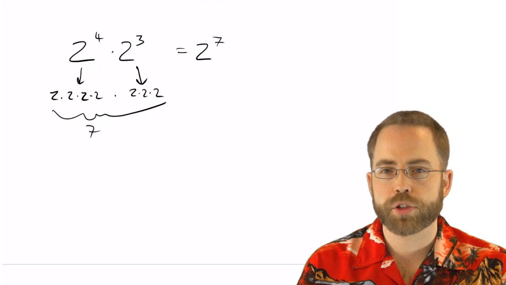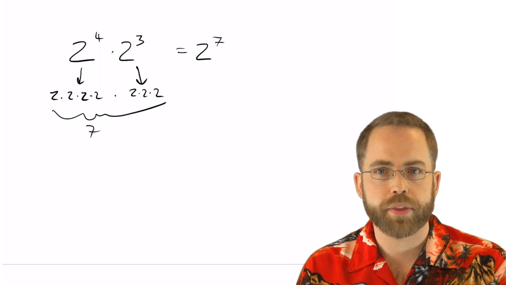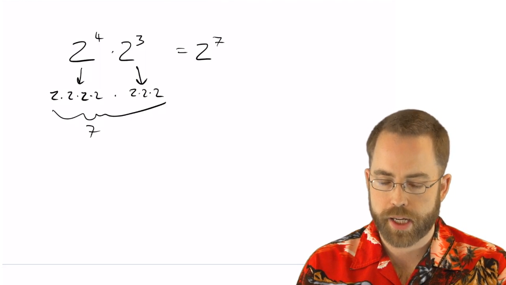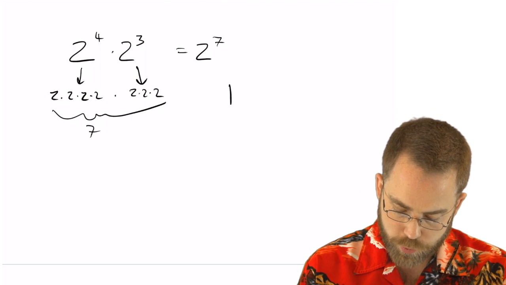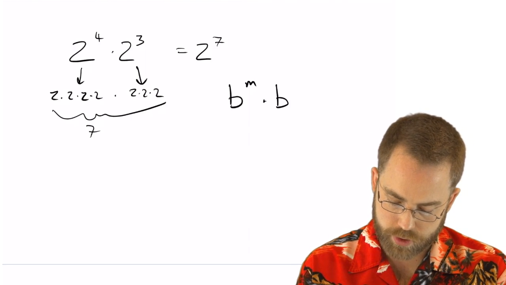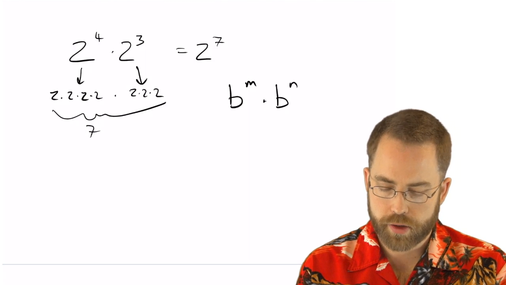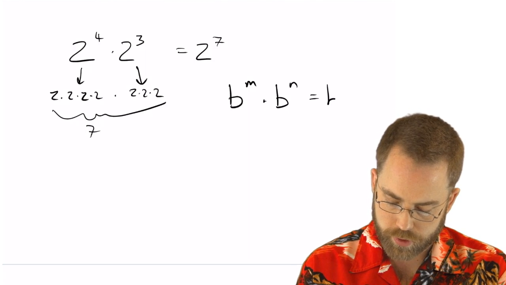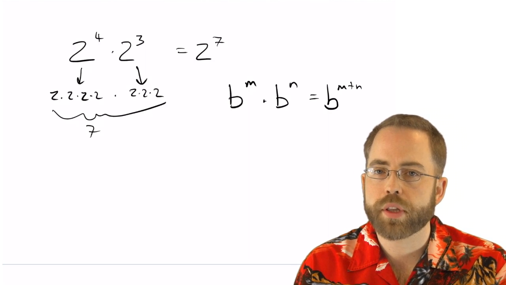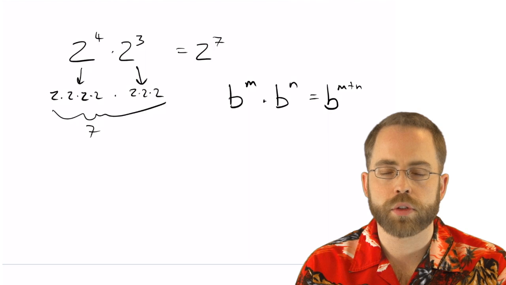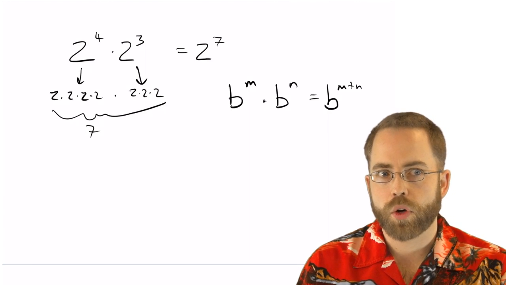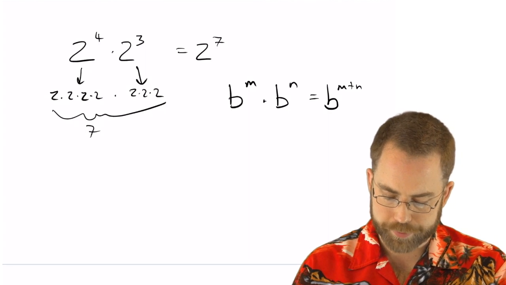Now, of course, mathematicians like to generalize things and talk about them with letters instead of numbers so that it can apply in any case. And so what we're saying is that if you have some base with an exponent of m times the same base with an exponent of n, then that is going to equal that same base and just add the exponents. My little mantra that I was taught in high school was to say same base, different exponents, add. So you probably hear me say that a fair bit.